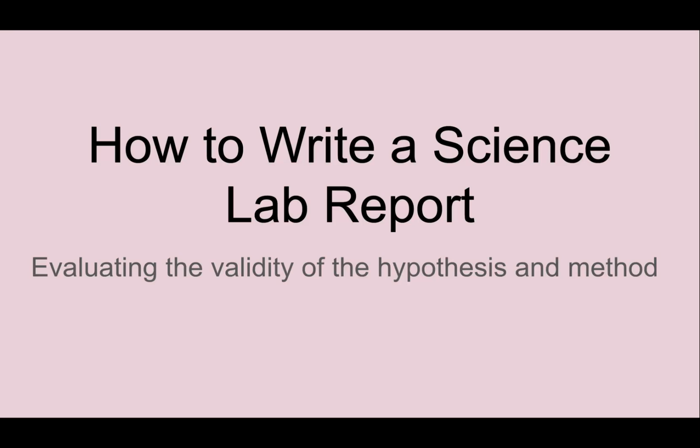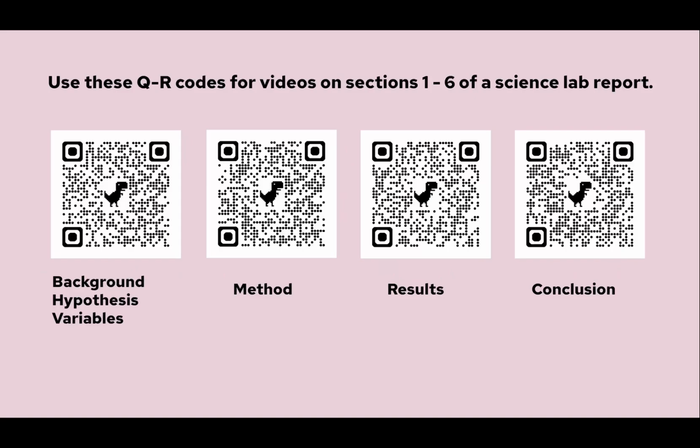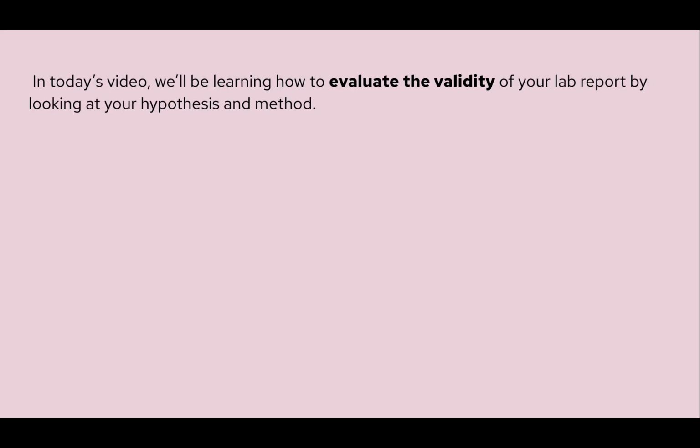Scientists, today we're going to look at the last section of how to write a science lab report, which is evaluating the validity of the hypothesis and method. If you haven't watched the previous videos in this series, I suggest that you watch those first so that this one makes more sense. The first one is on the background information, hypothesis, and variables. The second on method, the third on the results, and the fourth on the conclusion. And just use those QR codes to access the videos.